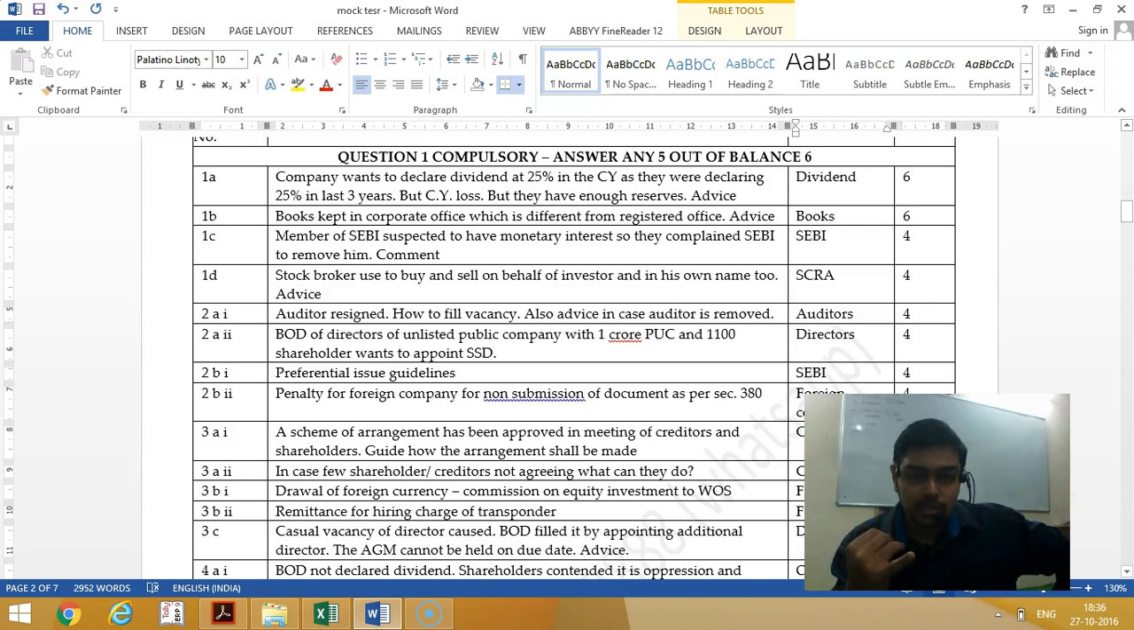Rate rule, you should see 25% they are declaring for the past 3 years, so you can use 25% itself. Then withdrawal rule, you should say up to 1/10 of the paid up capital free reserves. Then usage rule, if the current year loss is there, you should adjust the current year's loss. And balance after withdrawal should be 15% of the paid up capital.